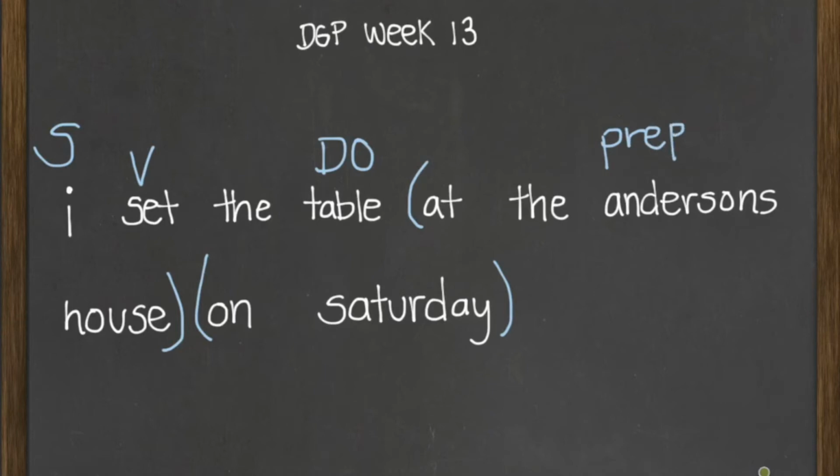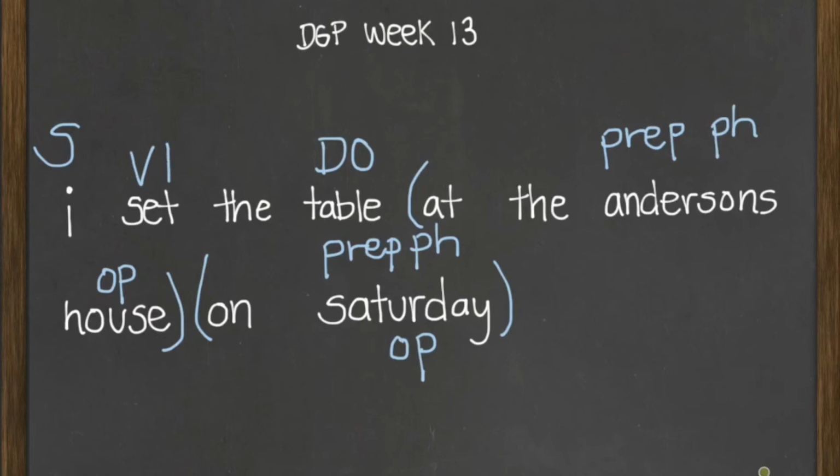Both of these are prep PH, prep phrases. Your OP is always going to be the last word of a prepositional phrase. For space, I'm going to label it under Saturday on mine. You can put it above if it fits. At the Andersons' house, the last word is house. Remember, Andersons is just describing the house. And we need to find out if our verb is transitive or intransitive. If it has a direct object, it's a transitive verb.